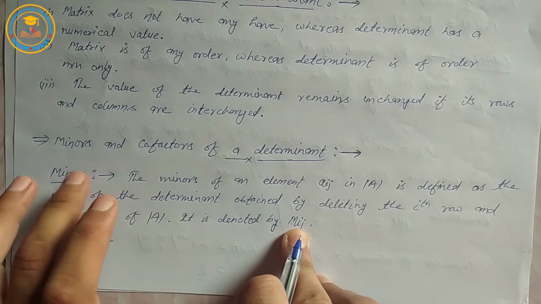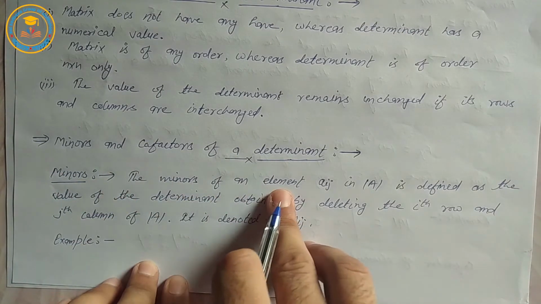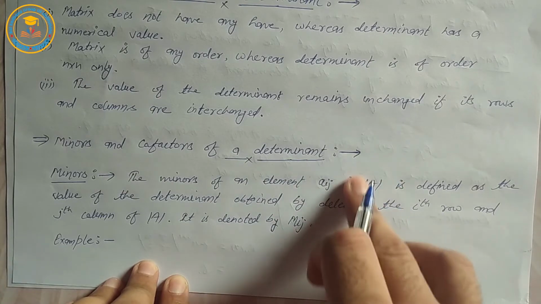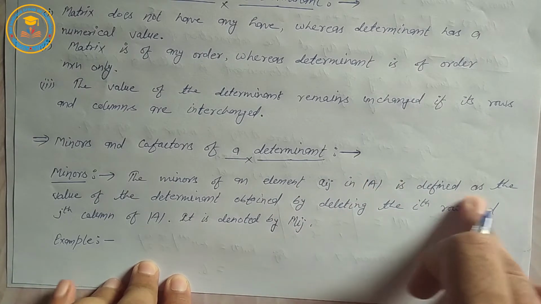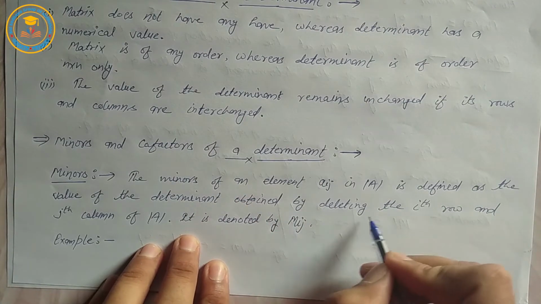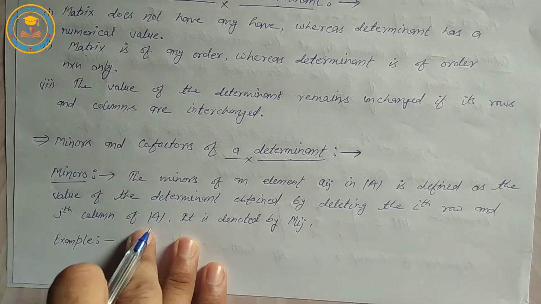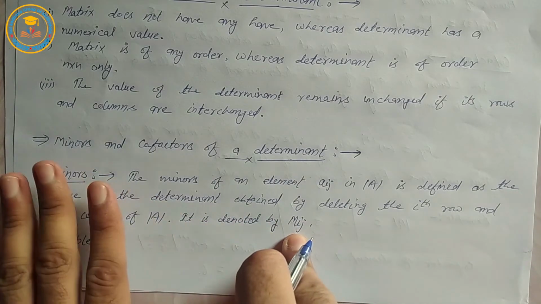It means minor. Again, the minor of an element Aij in determinant of A is defined as the value of the determinant obtained by deleting the ith row and jth column of determinant of A. It is denoted by Mij.